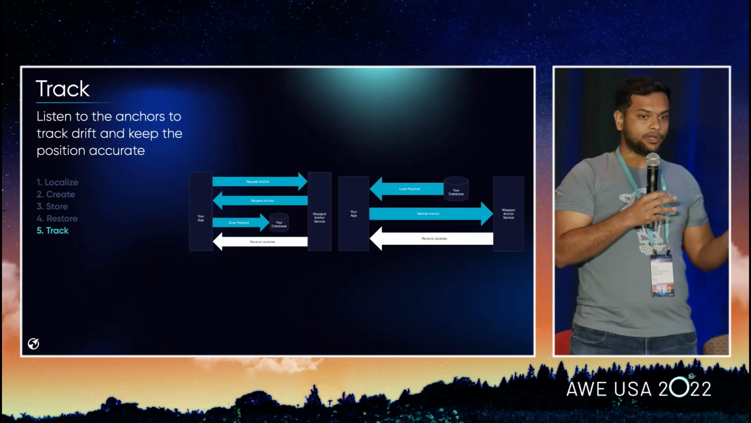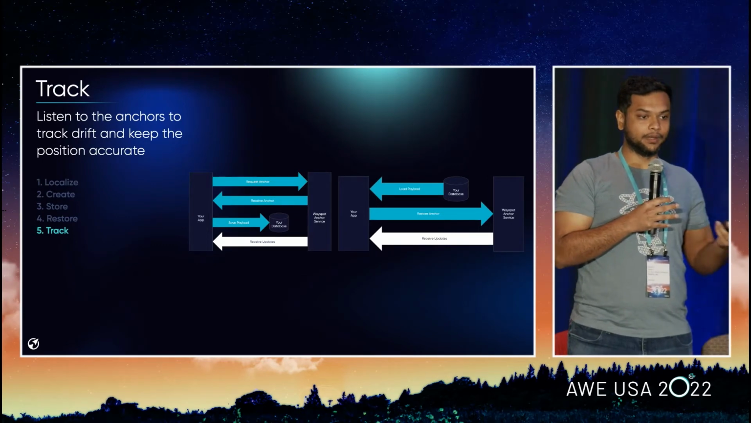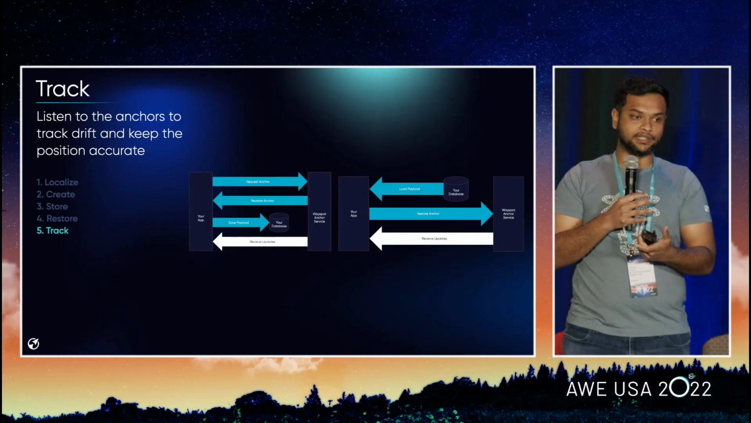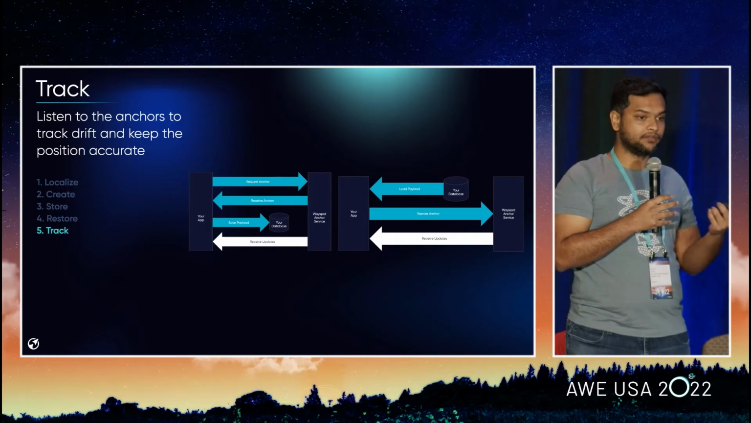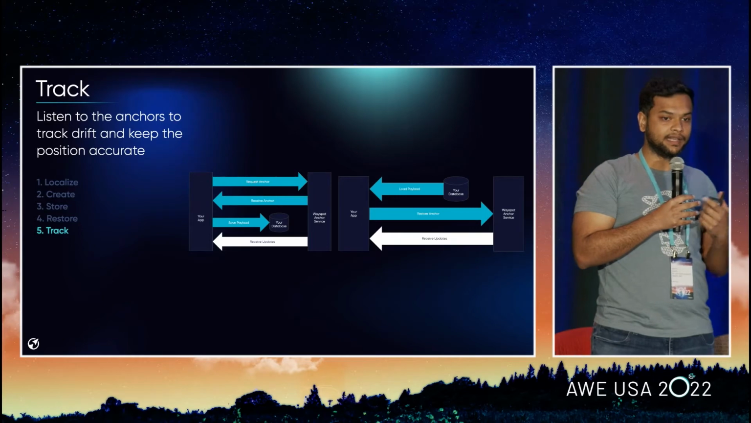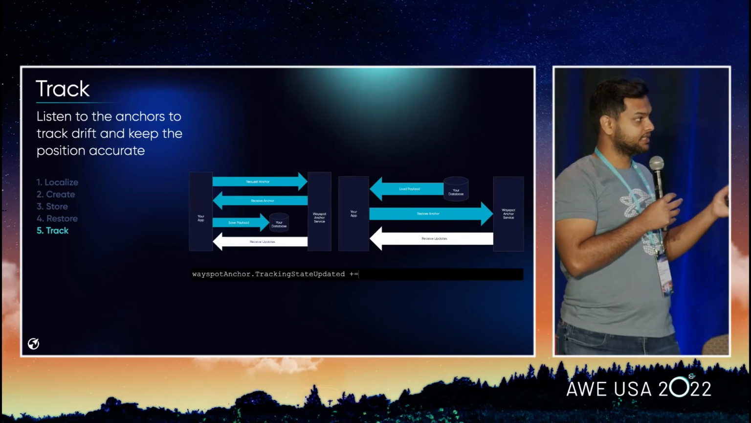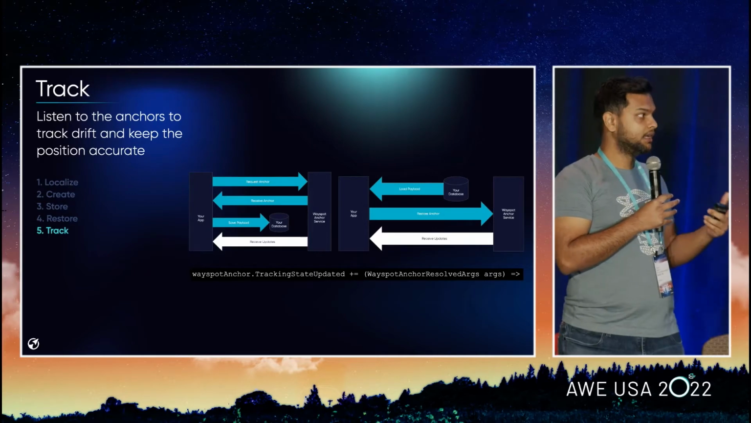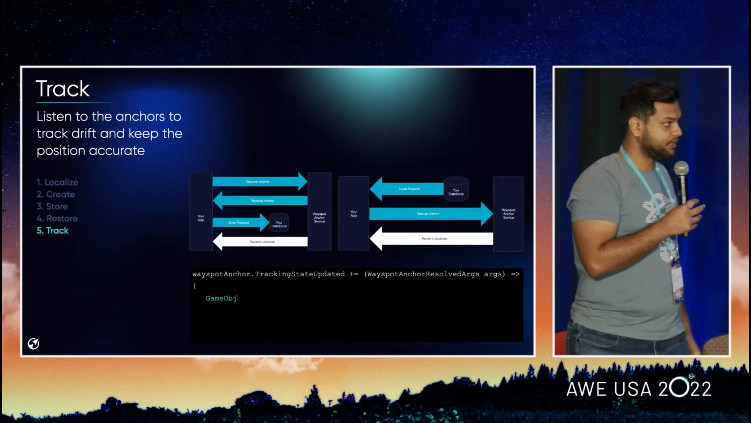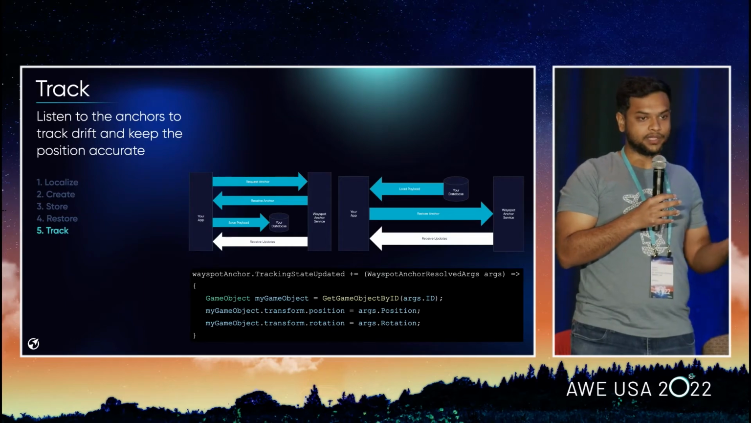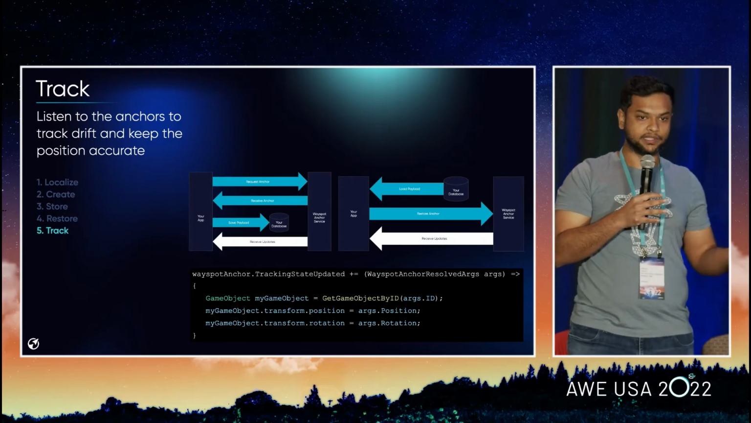So now we went over two ways in which a developer can obtain a Wayspot anchor. Either you create a new one or you restore an existing one. Now that you have this Wayspot anchor object, the next step is rendering it in the AR session. To help you do this, every Wayspot anchor object comes with a tracking state updated call that gives you the position and rotation of that Wayspot anchor in your local coordinate space.